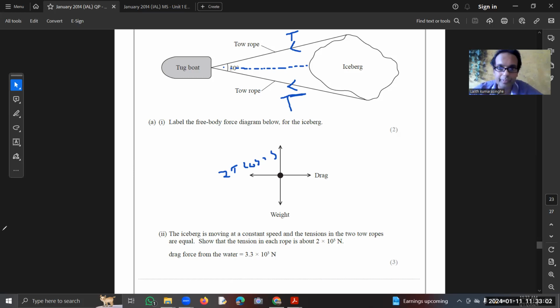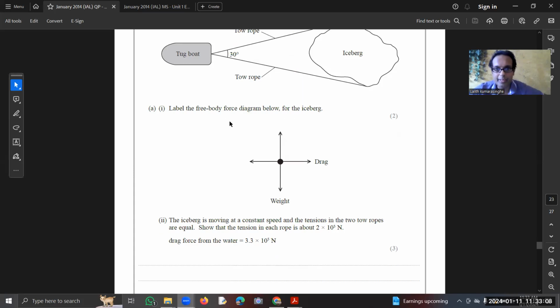Done. So you mark the forces. That is okay. Next one, the iceberg is moving at a constant speed. The tension in the two ropes is equal. Of course, we know that. Show that the tension is equal by symmetry. We know that by symmetry. In the diagram all the forces are symmetrical, so the tension will be equal.